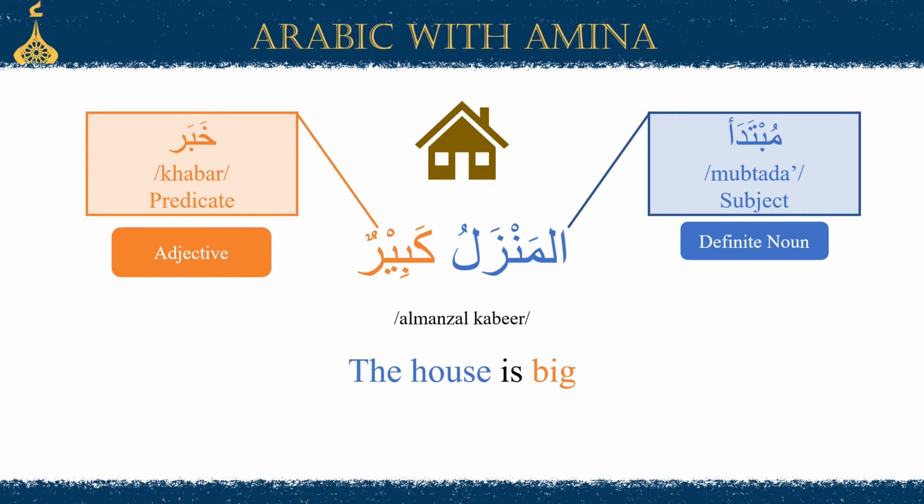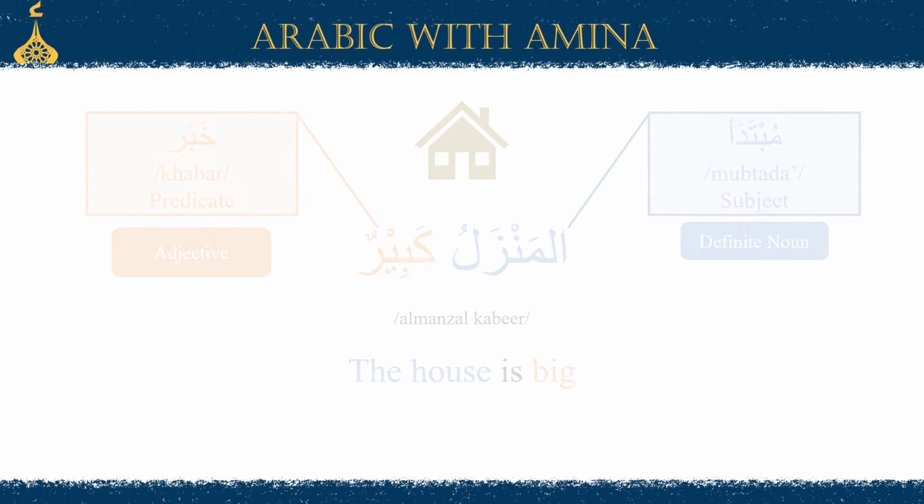Something worth noticing is that the subject or mubtada of the sentence must be definite, but the predicate does not have to be definite. If the predicate were to follow the subject in definiteness, the meaning of the sentence would change. I talk more about this in my lesson regarding how to make a noun definite.